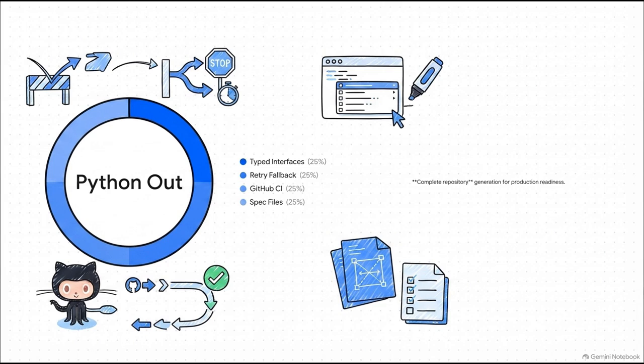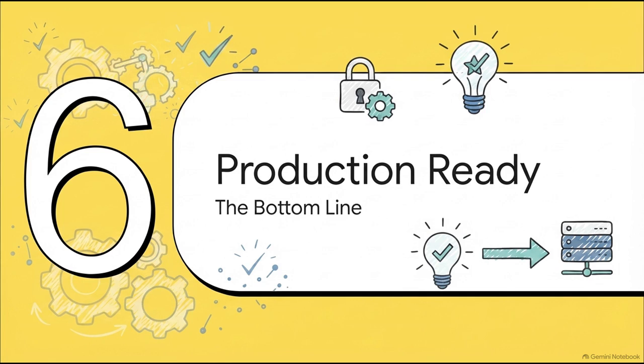Plus, if you happen to be on the team tier, you can bypass the manual setup entirely and just publish the whole thing directly to a fresh GitHub repo with a single click via OAuth. It's incredibly slick. Finally, let's talk about getting ready for production and the ultimate bottom line here.